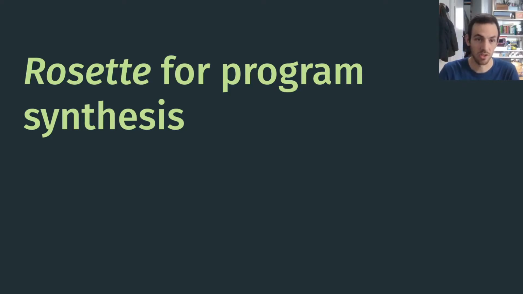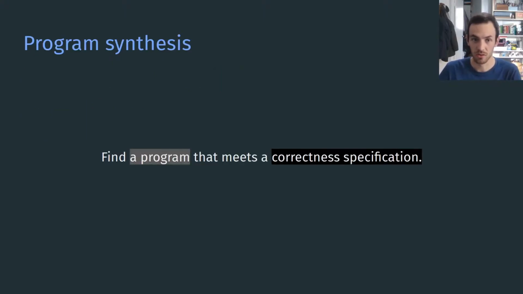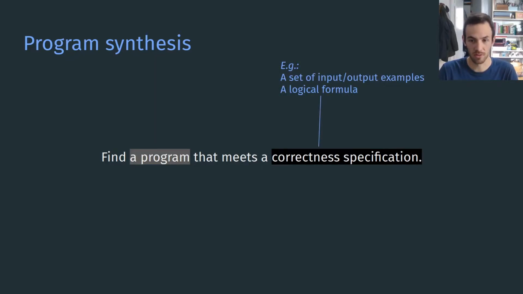Hello, so in this tutorial we're going to see how to use Rosette for program synthesis. A short reminder of what program synthesis is: the general problem of finding a program that meets a correctness specification. Often this correctness specification can be expressed as a set of input-output examples or as a logical formula. And finding a program means that we have defined a search space for that program.